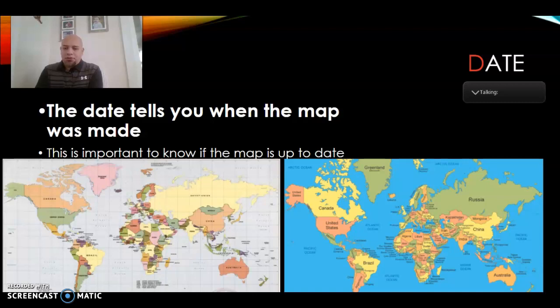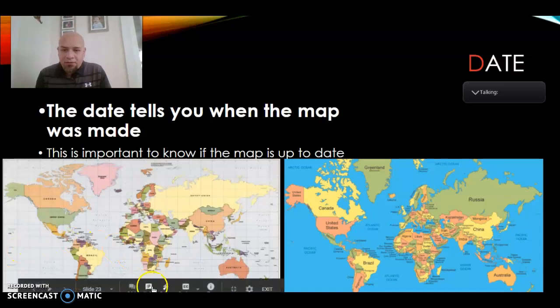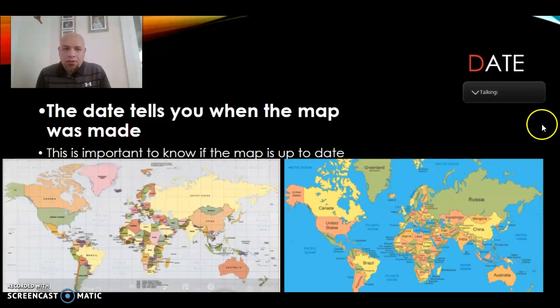Okay, this is part 2 of the TODALS video. What you need to remember is that the letters in the word TODALS each stand for one of the map elements. We're up to the letter D, and the D stands for date. The date tells you when the map was made. So this is important to know if the map is up to date.